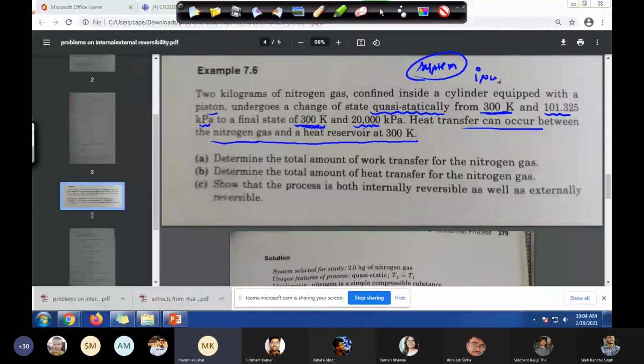And system temperature during this isothermal process, anyone? 300 Kelvin. And what is the environmental temperature? 300 Kelvin. The moment you say quasi-statically, you are already saying the process is internally reversible. No doubt about it.